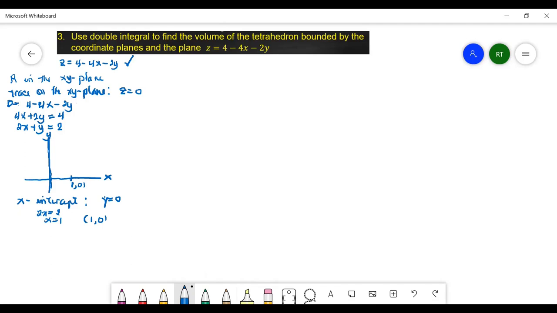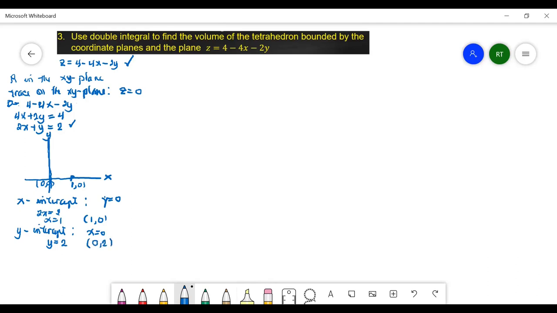Okay. And of course, this is the origin, 0, 0. So, this is the x-intercept. And if we will get the y-intercept, okay, this time we can set x equal to 0. When x is equal to 0, using this simplified equation, y is equal to 2. Okay, therefore, we have the y-intercept at 0, 2.